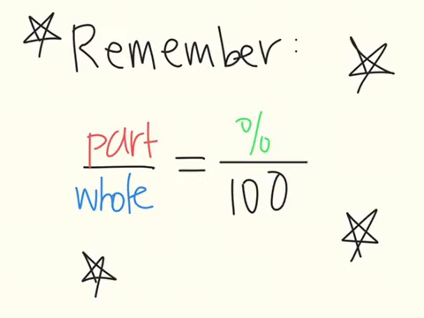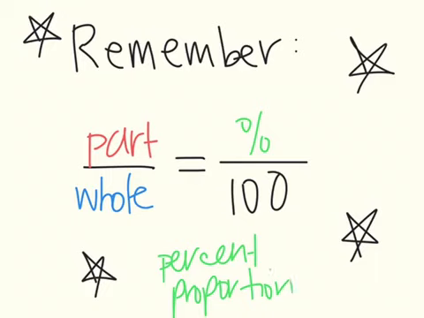So a few things to remember is mainly the equation that is written on the screen, and we're going to be practicing with that, but remembering that part over whole is equal to your percent over 100. Remember, this is what we call a percent proportion, which is the same thing as an equivalent ratio or an equivalent fraction.